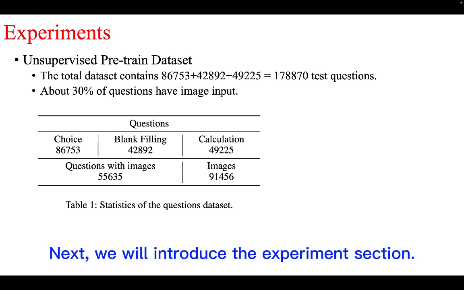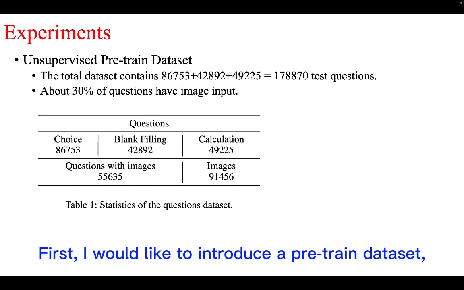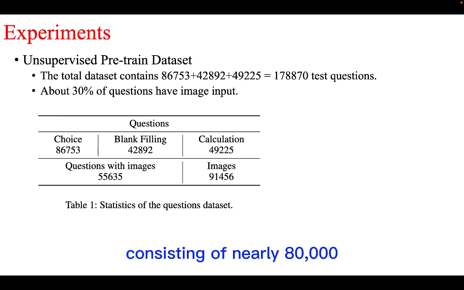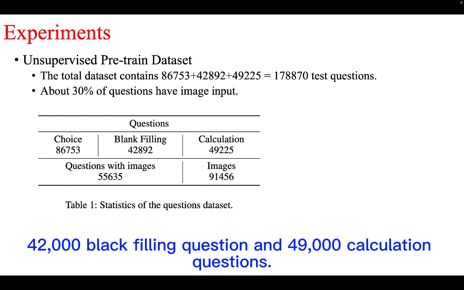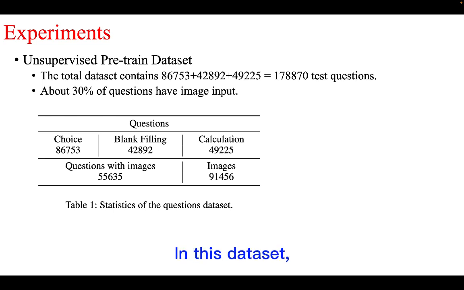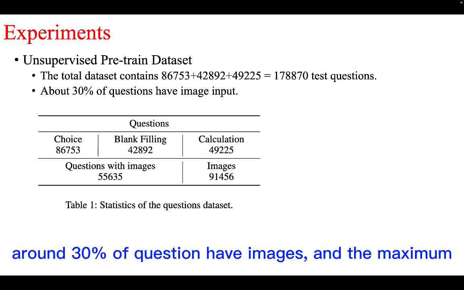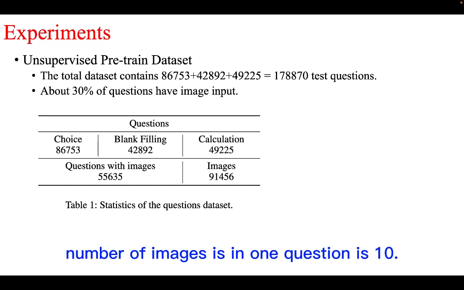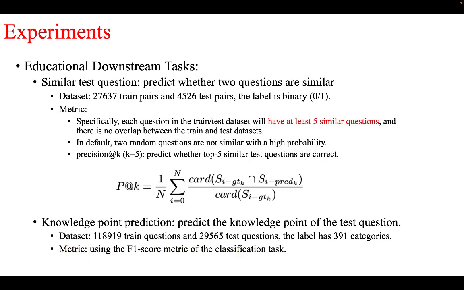Next, we will introduce the experiment section. First, I would like to introduce the pre-training dataset, which is an unsupervised dataset consisting of nearly 86,000 true-false questions, 42,000 blank-filling questions, and 49,000 calculation questions. In this dataset, around 13% of questions have images, and the maximum number of images in one question is 10. Second, the downstream task dataset contains two tasks.